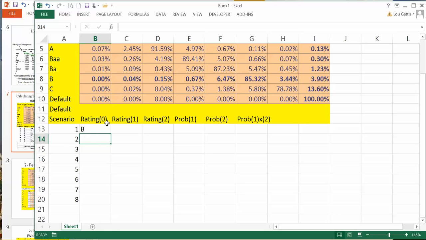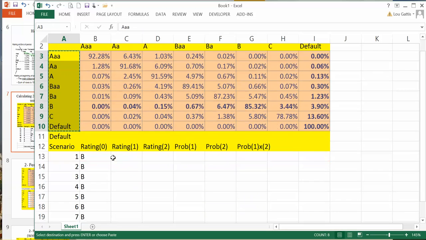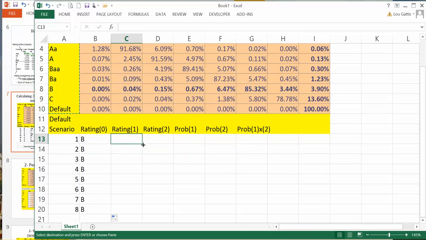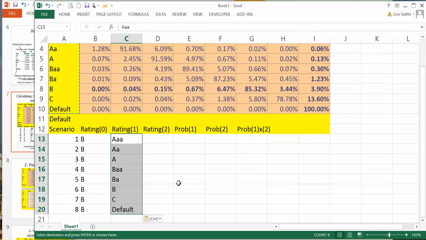Because the bond, which initially starts out at a rating of B, in the first period, it could go to any other rating. It can go from B to AAA, AA, single A, BAA, BA, remain a B, C, or default. So in theory, the bond could go from B to any possible rating in the first year, including going into default.